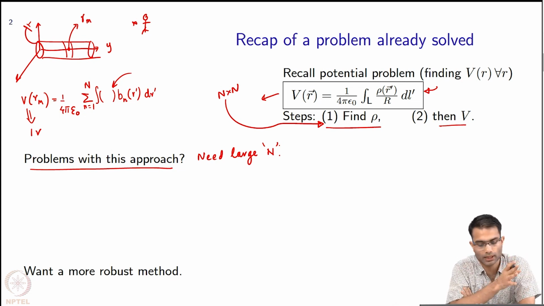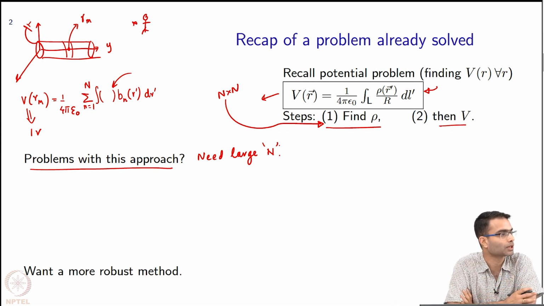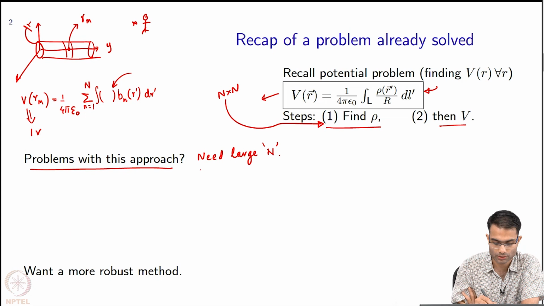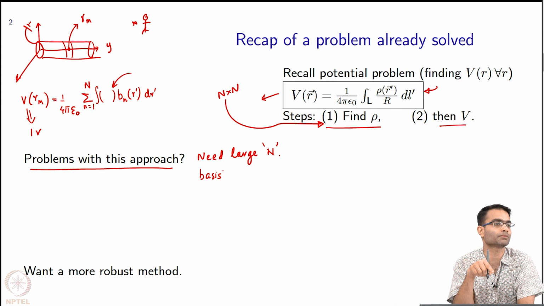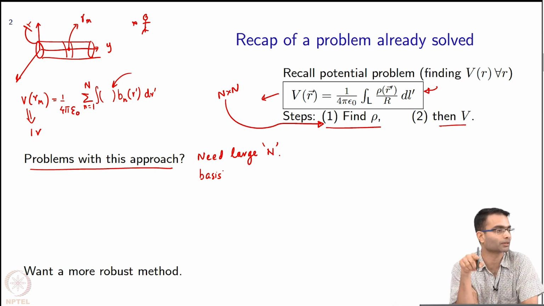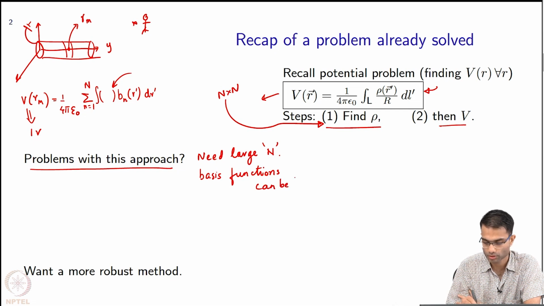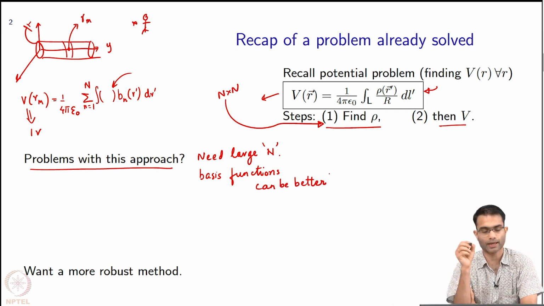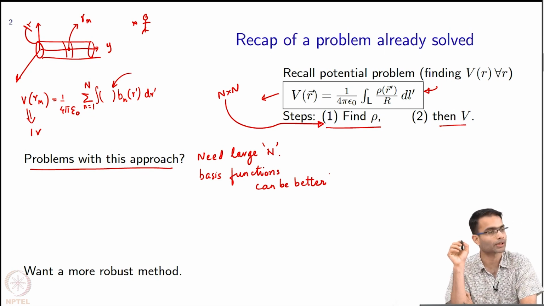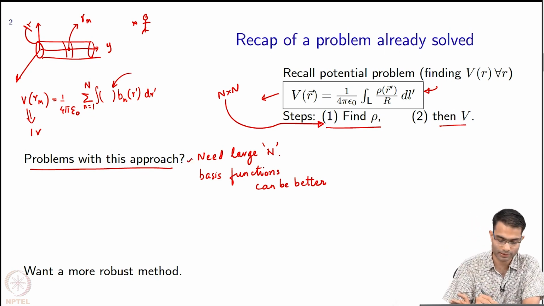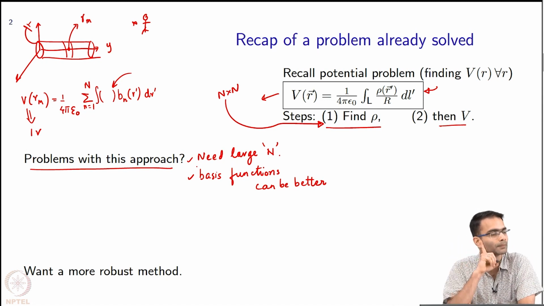Even if I fix a large number of n, is there any other problem conceptually that you can see? Basis functions may be unrealistic, like using a pulse basis function may be unrealistic, but using a triangular basis function may be better, right? So basis functions can be better. Anything else? So let's say that I have got very good basis function, I have chosen a large value of n. Anything else that could be a problem over here?